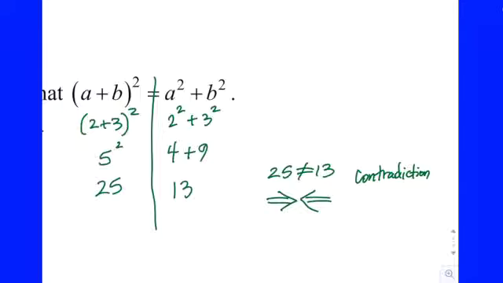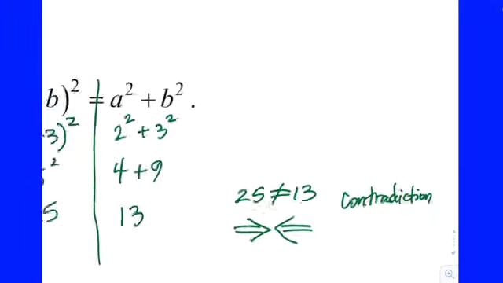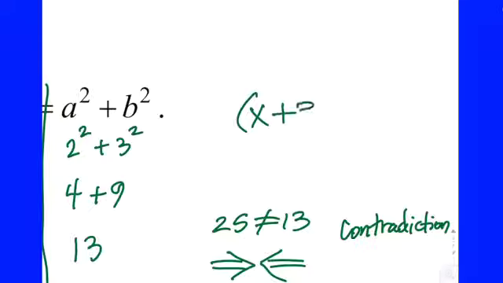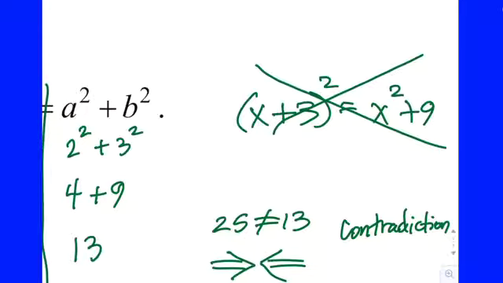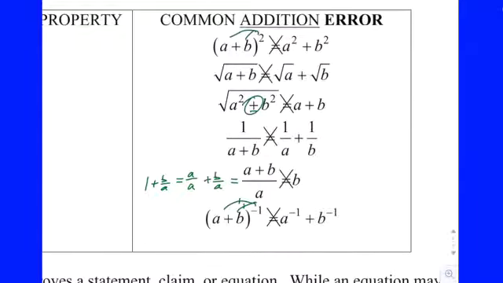We already saw that. But if it doesn't work for a single set of a and b's, we say it doesn't work for any of them. So that's not true. So don't ever try that. Don't ever end up with like x plus 3 squared and call it x squared plus 9, right? We just proved that it doesn't work. So don't do that.